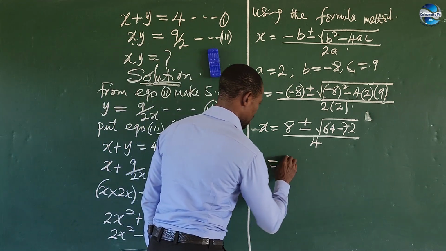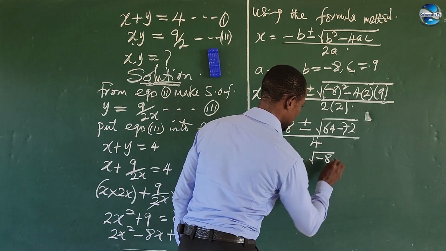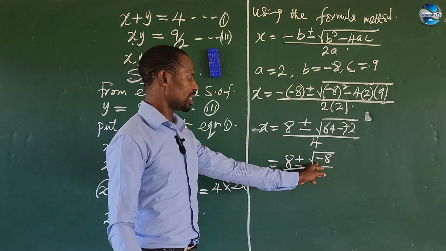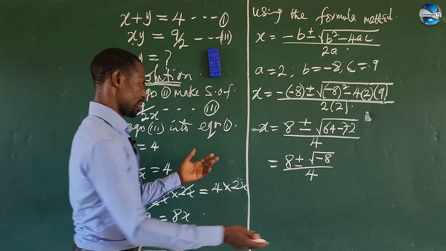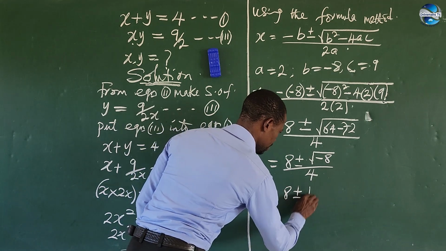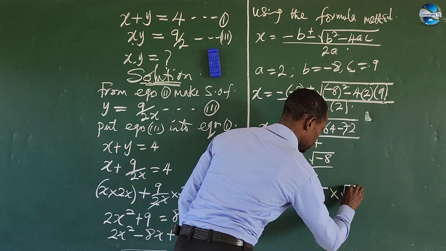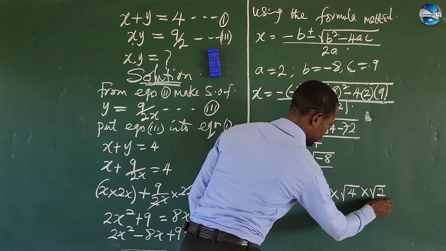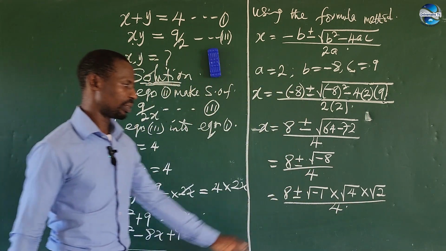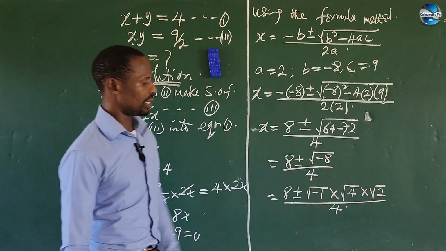So we're going to have 8 plus or minus the square root of minus 8, all over 4. We can rewrite this square root of minus 8. Rewriting this is going to give us 8 plus or minus the square root of minus 1 times the square root of 4 times the square root of 2, all over 4. If you have a sound knowledge of surds, you discover that whatever we have here is true. Or we put this together, it will give us this here.